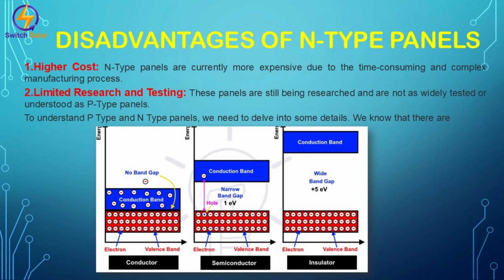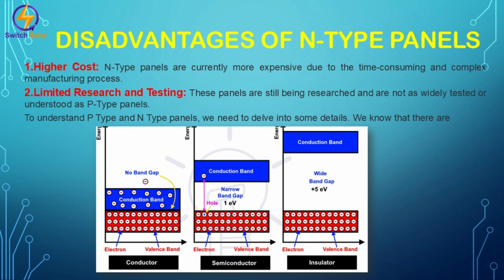Disadvantages of N-type panels. Higher cost: N-type panels are currently more expensive due to the time-consuming and complex manufacturing process. Limited research and testing: these panels are still being researched and are not as widely tested or understood as P-type panels. To understand P-type and N-type panels, we need to delve into some details.